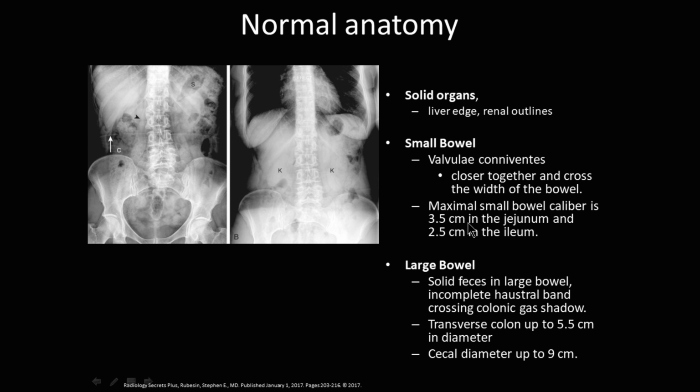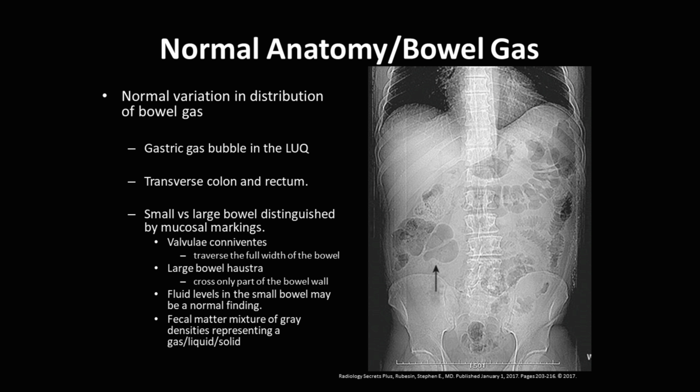And then large bowel, you'll be able to see feces in the large bowel, incomplete haustral bands. And then also the size, transverse colon is oftentimes 5.5 centimeters in diameter, and the cecal diameter is up to 9 centimeters. Normal variations in distribution of bowel gas.